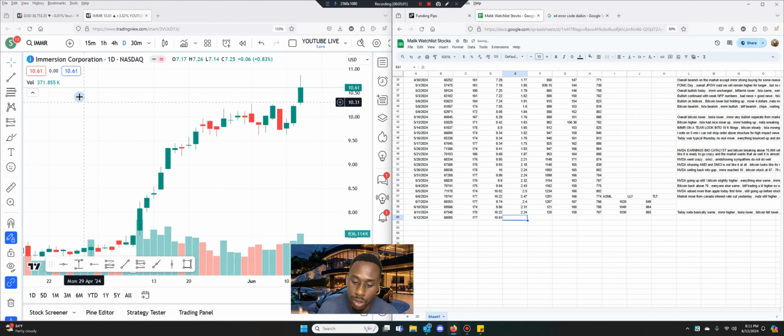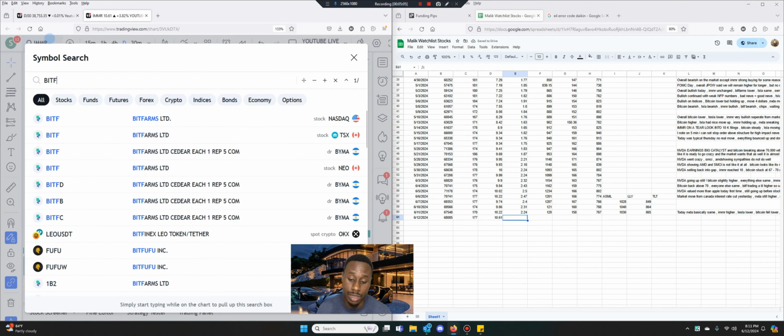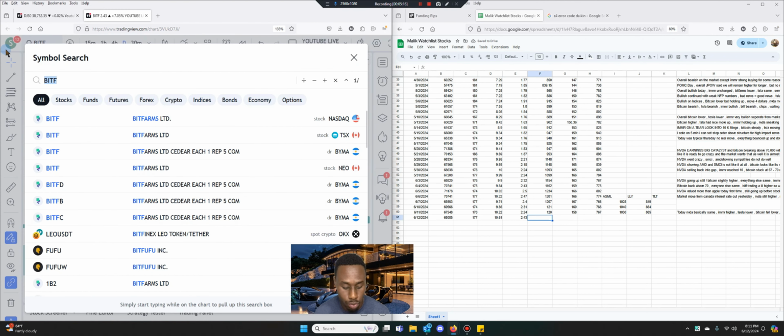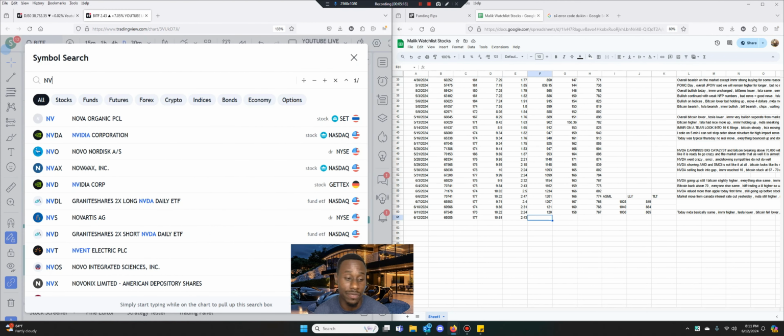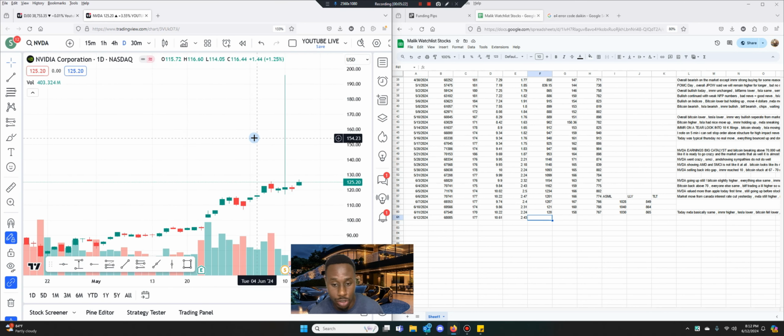This one has been showing so much strength in the market. Overall, the market has really been holding up IMR. Bitfarms, you have Bitfarms a little higher at 2.43. Very interesting Bitfarms, but I ain't playing you. You are high. Nvidia, we were at 120 yesterday. That's basically 1200. Don't let the numbers trick you.